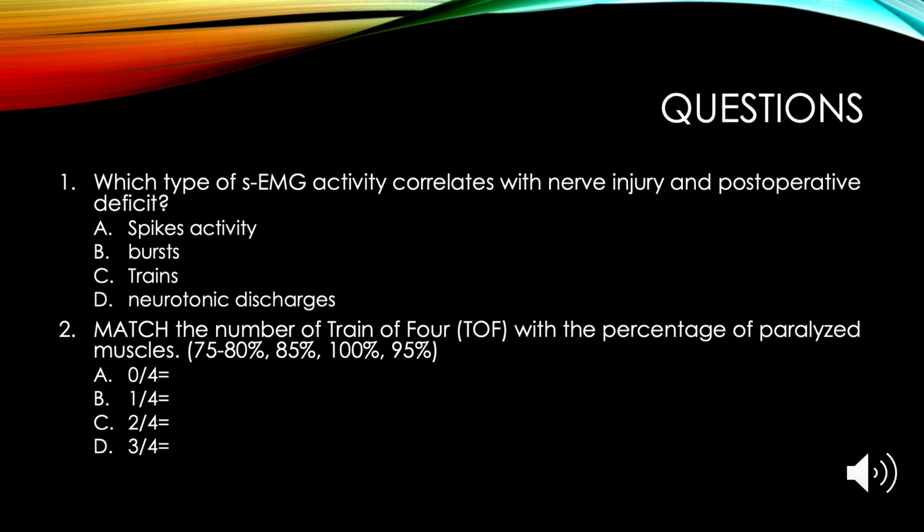Right, that's a wrap. I'll go ahead and end this presentation with two questions. One, which type of SEMG activity correlates with nerve injury and postoperative deficits? A, spike activity, B, bursts, C, trains, D, neurotonic discharges. Number two, match the number of train of four with the percentage of paralyzed muscles. So we have 75 to 80%, 85%, 100%, and 95%. So go ahead and match those through letters A to D. So 0 out of 4, 1 out of 4, 2 out of 4, and 3 out of 4.